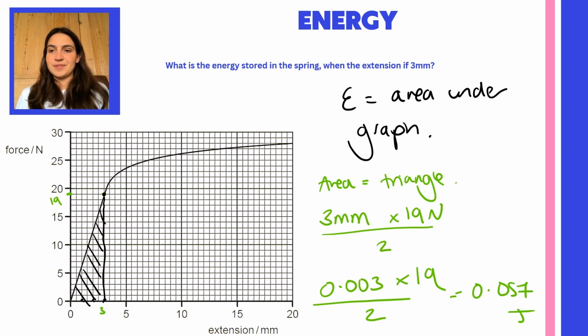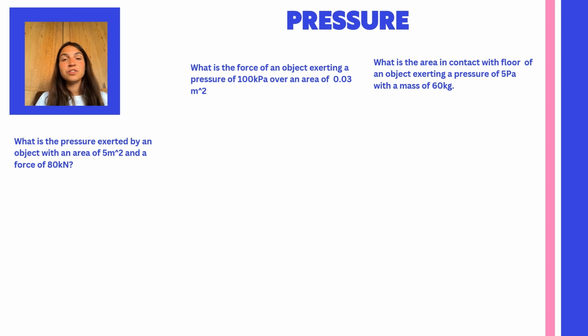Okay, now to do some questions with my pressure equation. So first question on the left here is, what is the pressure exerted by an object with an area of 5 meters squared and a force of 80 kilonewtons? So let me write my variables out. My force, now this is 80,000, not 80, because in order to get my pressure into pascals, I need my force to be in newtons, not kilonewtons. So to convert between those two, I multiply that 80 by 1,000, 80,000 newtons.